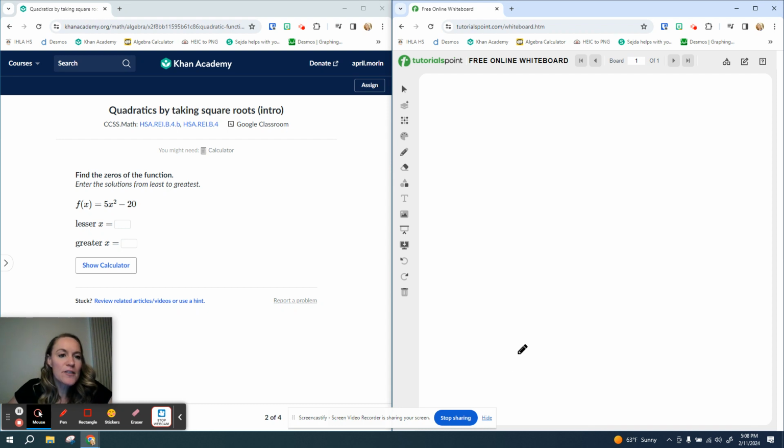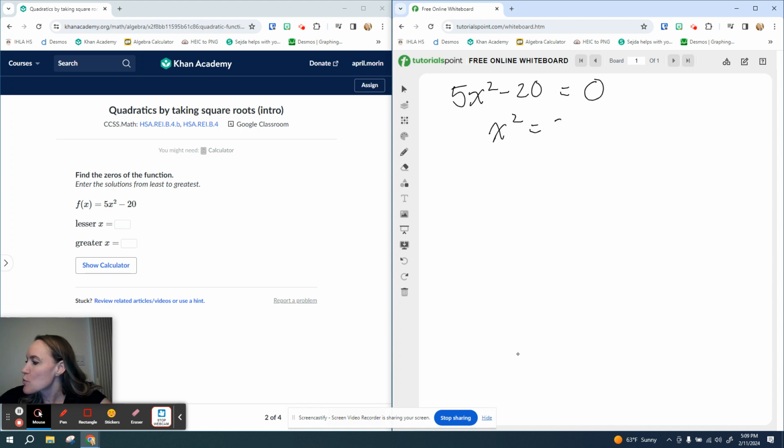We have 5x squared minus 20, and we need to find the zeros of the function. So we're looking for those zeros, and we're going to set it equal to 0. Notice I only have one x squared. Because I only have one x squared, I can always isolate the x squared variable. I don't have to FOIL or factor because I only have one variable. Very simple.